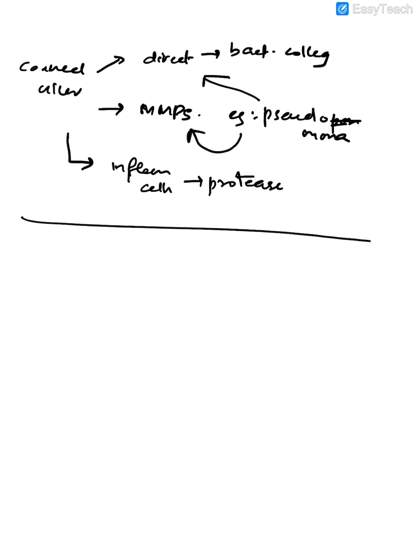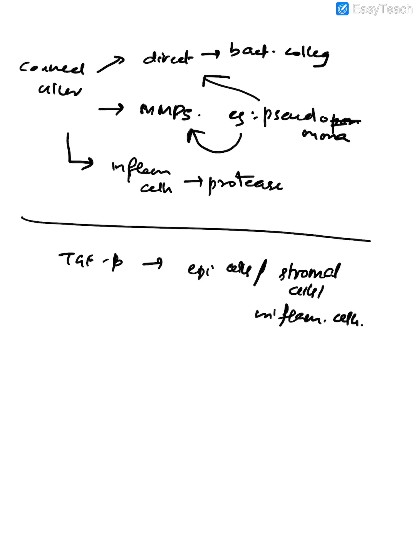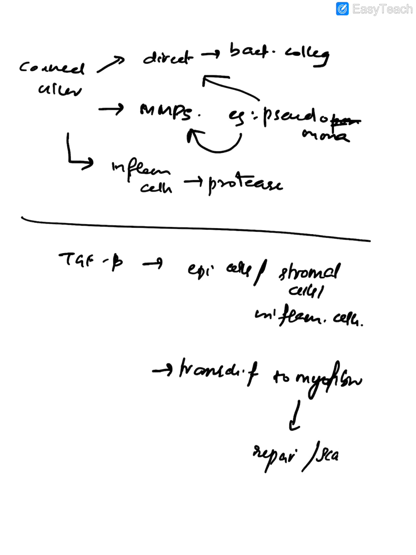The keratocytes, as all of you know, differentiate into myofibroblasts, and TGF beta has a key role to play in the healing of the stroma. This is expressed by the epithelial cells, stromal cells and the other inflammatory cells. This promotes the transdifferentiation to myofibroblasts, which helps in wound repair and also in scarring.